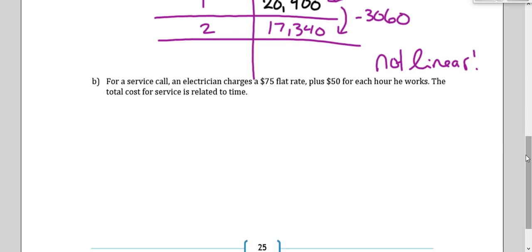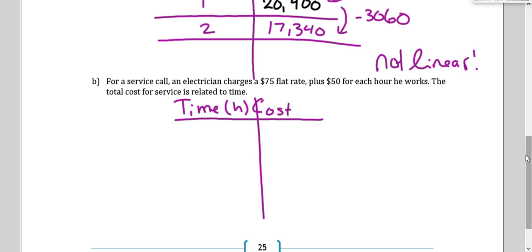For a service call, an electrician charges $75 flat rate plus $50 for each hour he worked. The total cost for service is related to time. So time, H, cost, dollars. So at sub an hour, $75 flat rate.